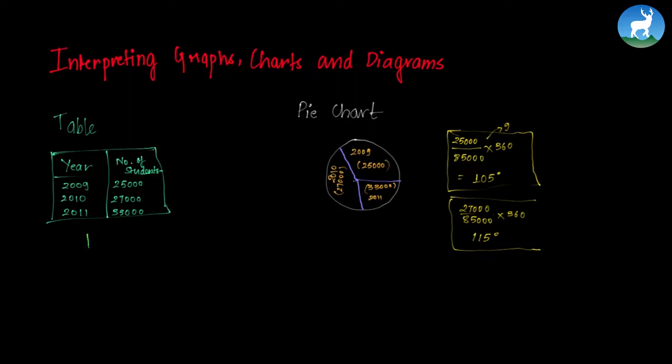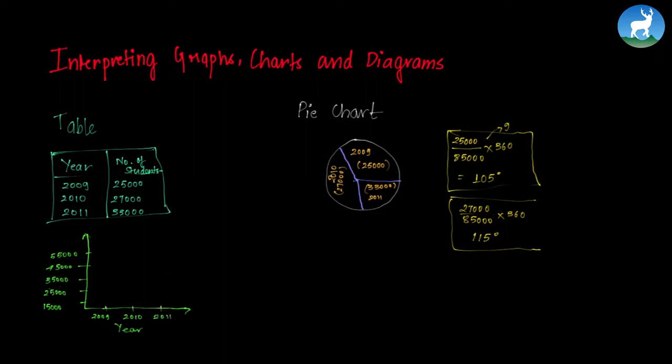So here we have x and y axis. The y-axis shows the number of students each year, and let me write it down for you. Let's start from 15,000. So 15,000, 25,000, 35,000, 45,000, and 55,000. And in the x-axis we have the year, which is 2009, 2010, and 2011.